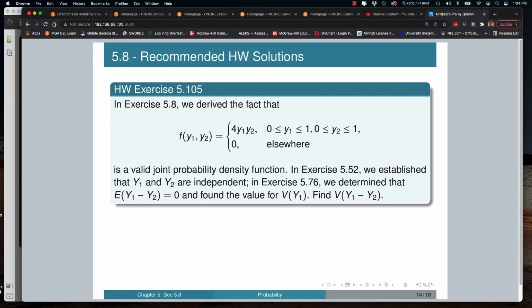In exercise 5.52, which I think we did as an example when we did the independence chapter, we established that the random variables y sub 1 and y sub 2 were independent. So therefore we automatically know that the covariance is going to be 0, which is a nice thing to know ahead of time. And in exercise 5.76, I'm pretty sure I assigned that one, we determined that the expected value of y sub 1 minus y sub 2 is equal to 0. So we're going to be able to pull some things from old work, which is nice. But they want us to find the variance of y sub 1 minus y sub 2, which is going to require a little bit of work on our part, but not much.